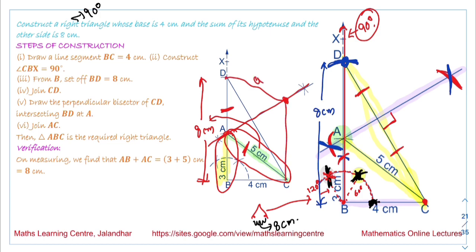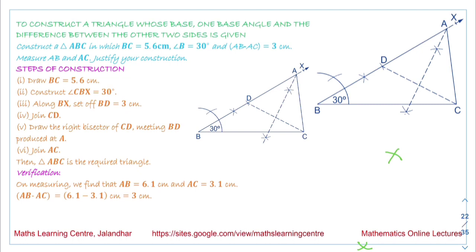Then if this length is A, then this length is also A. This result we have already seen in our previous chapters. Now the next construction that we have is to construct a triangle whose one base angle and the difference between the other 2 sides is given. In the previous case, it was the sum of the 2 sides that was given. Now the difference of 2 sides is given.